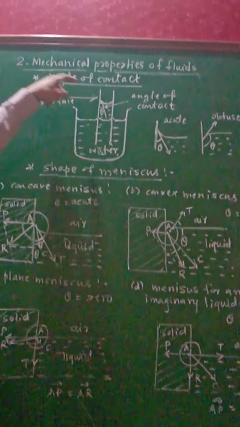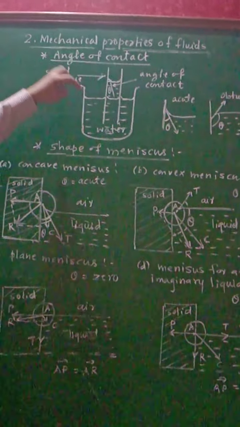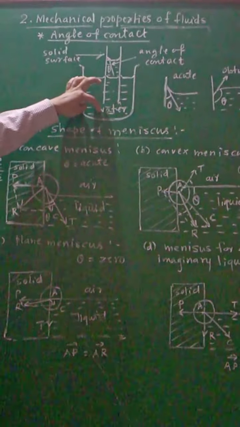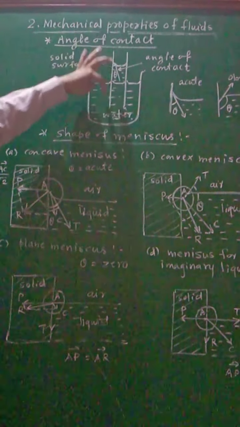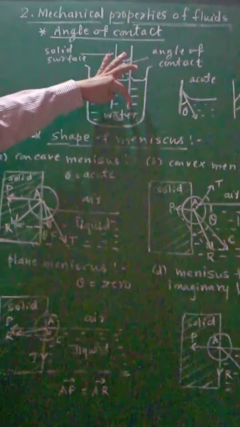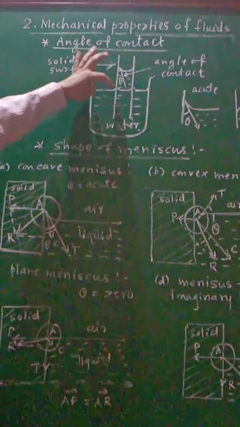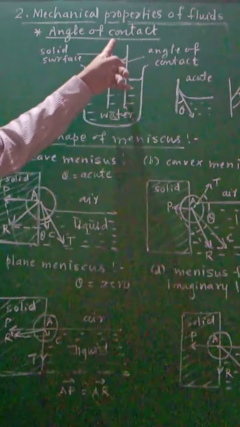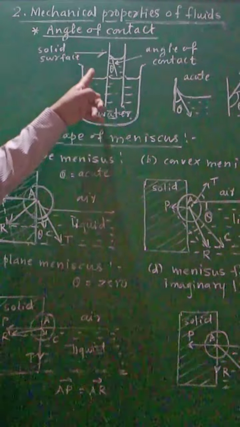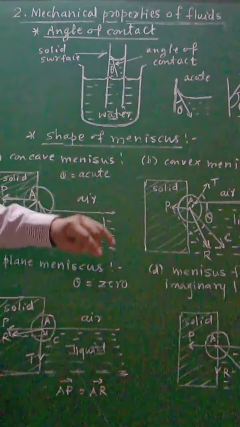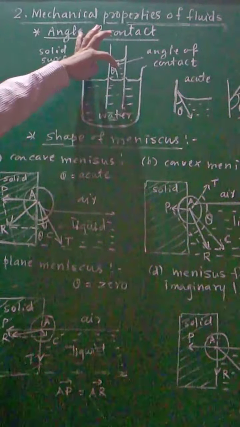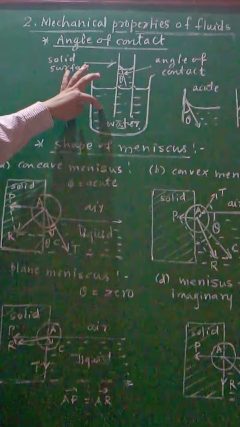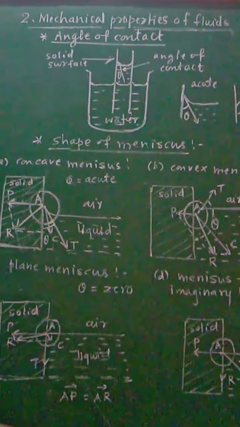So in order to explain the concept of angle of contact, here a glass beaker is filled with water and a glass tube open at both ends is dipped partially into it so that water will be in contact with glass, that is liquid is in contact with solid. So for a given pair of solid and liquid, the angle of contact will be defined.